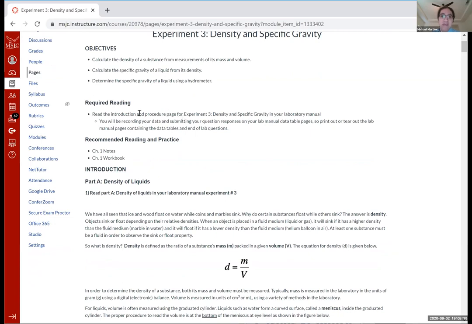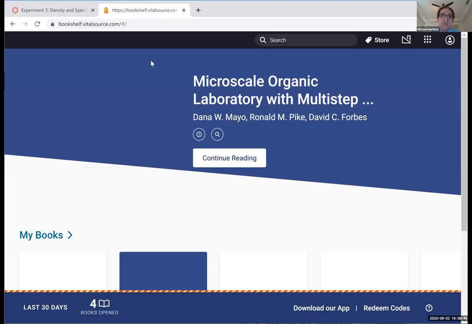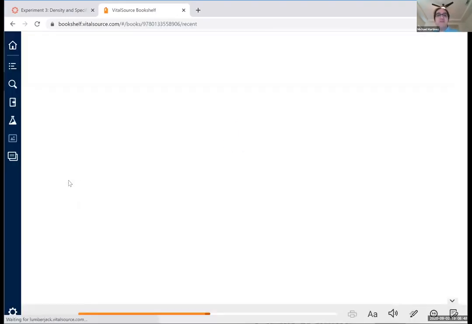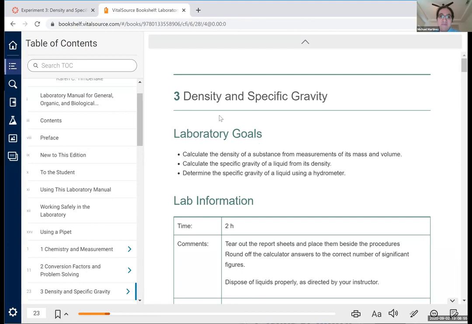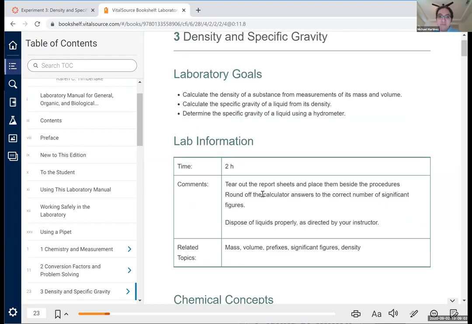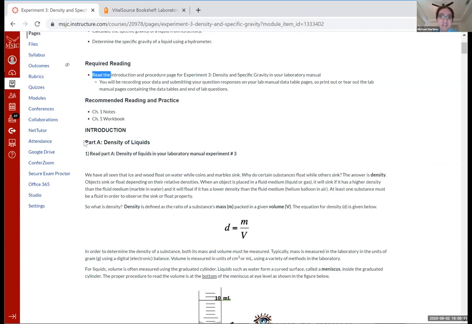So the required reading, you're going to need to read the introduction and procedure page for experiment 3. So let me show that. If you have your lab manual handy and we pull open our lab manual, you're going to be looking at experiment 3, which is density and specific gravity. It should start in around page 23 of your lab manual. Is everyone able to find this lab in their lab manual? Does this look familiar to everyone? Good, perfect.